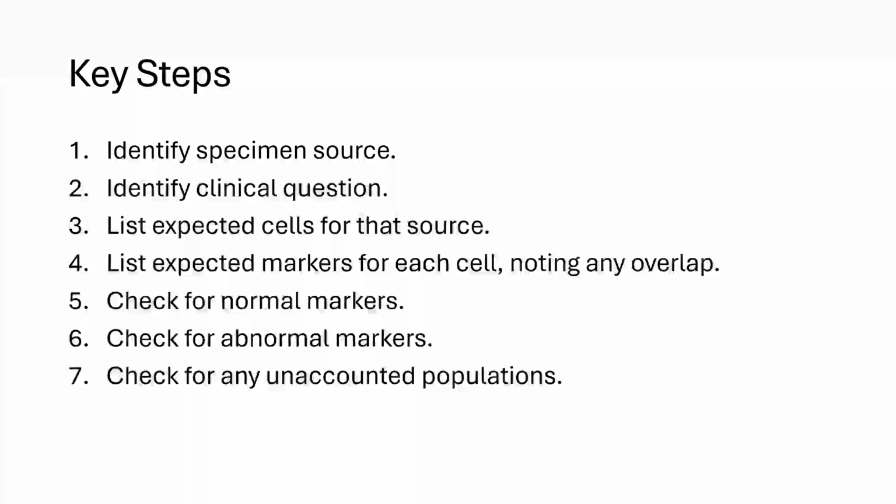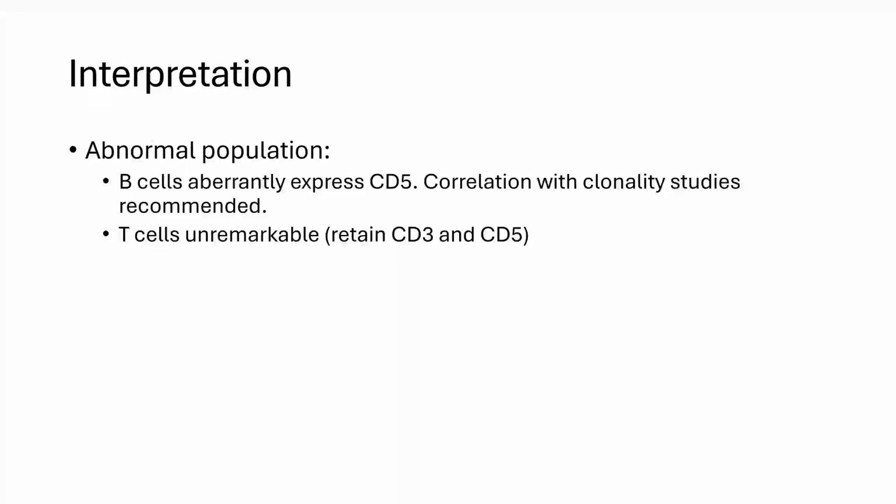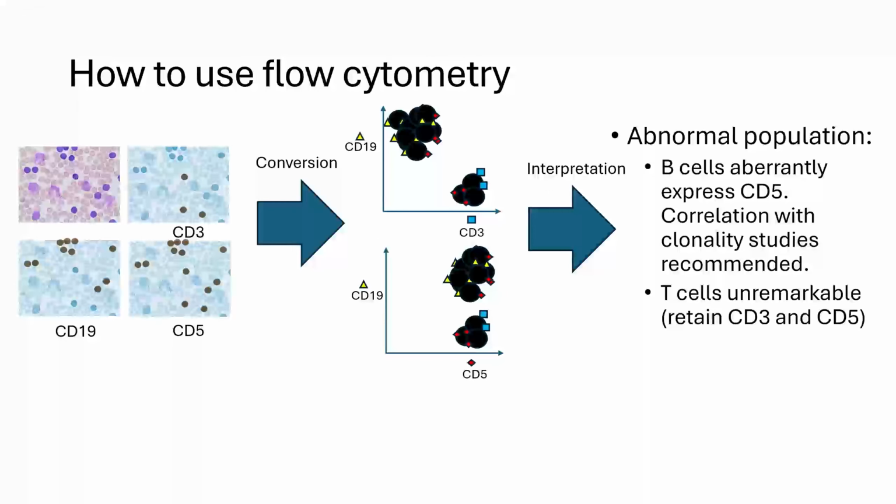After you go through these 7 steps, then you can give your interpretation. We do have an abnormal population. B cells aberrantly express CD5. We would suggest correlation with some type of clonality studies. The T cells are unremarkable. They retain normal expression of CD3 and CD5. So flow cytometry saved us time at the microscope, converting multiple IHCs to 2 charts, which we could then interpret.